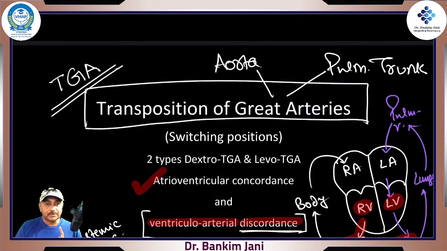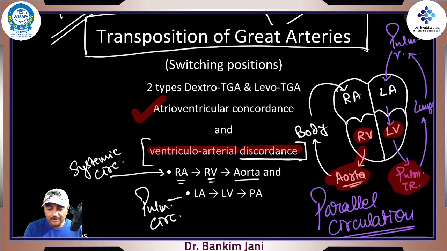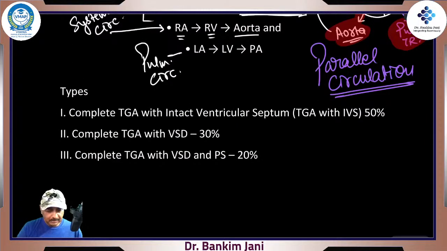But there are two types. One type in which there is, when we say that there is atrioventricular concordance, right? We talked about it, atrioventricular concordance. But there is ventriculo-arterial discordance. Two types, one which is dextro-TGA and second is levo-TGA. So first let's talk about DTGA or the dextro-TGA, right? Dextro-TGA. Here it is, right? So this is about dextro-TGA.